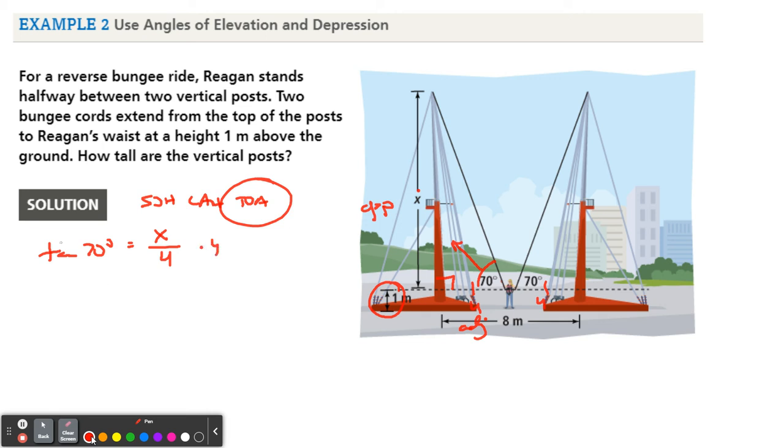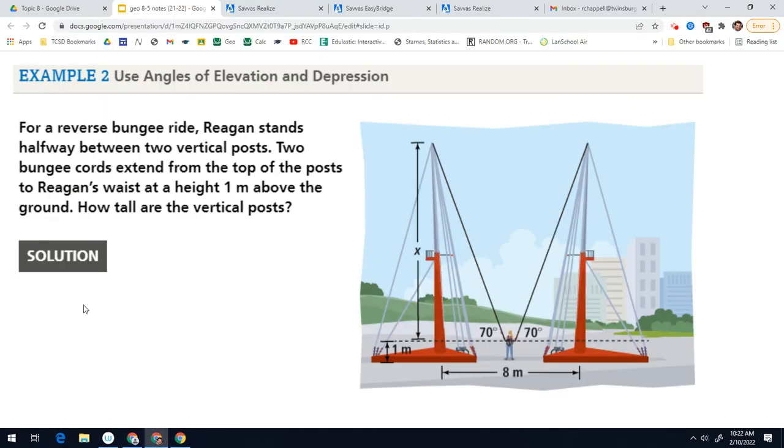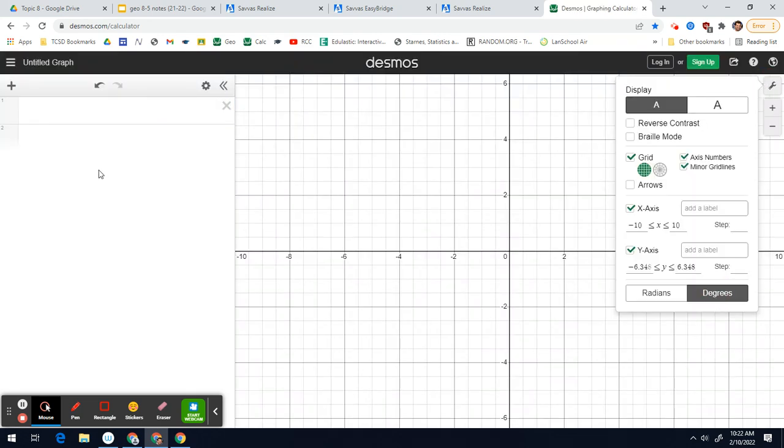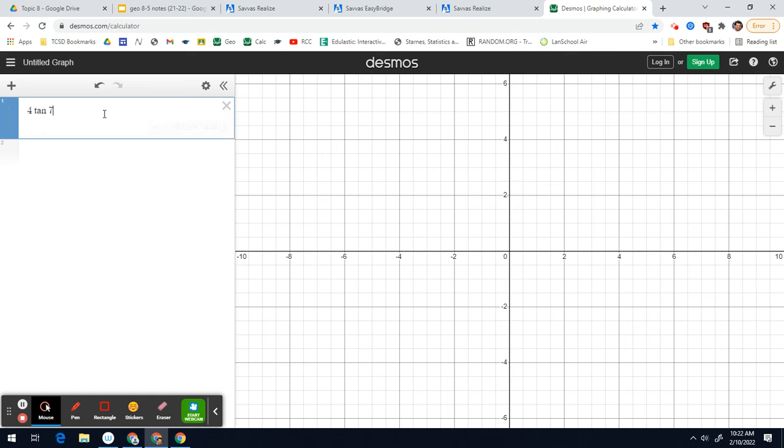To solve for x, I'm going to multiply both sides by 4. Remember, if x was on the bottom, you would switch the tangent of 70 and the x, and you'd end up dividing by the tangent of 70. But here, we're going to multiply by 4. So we type 4 tangent of 70 in the calculator, and that's going to be our x value. Let me go to Desmos. Remember that when you access Desmos, you need to click on that wrench first and foremost. Make sure you're in degree mode. So we're doing 4 tangent of 70, and I got 10.98. We're going to round that to 11. So our x value is 11.